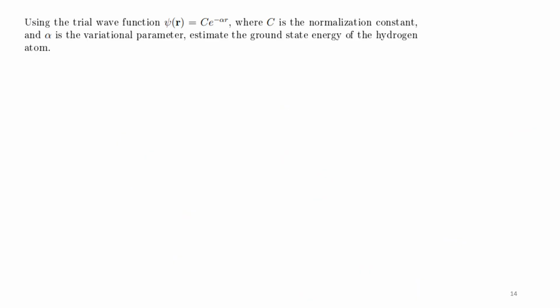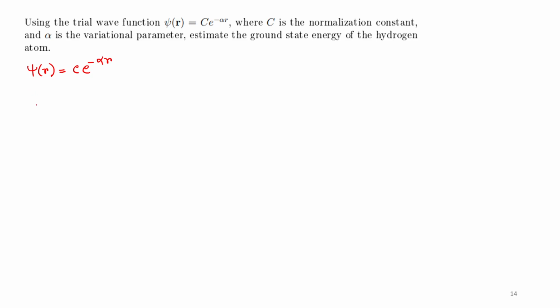Now, actually, now we have another question. Using the trial function, we have to see that your psi of r is given, and now your c is normalization constant obviously, and alpha is going to be the variational parameter. We need to estimate the ground state energy of the hydrogen atom. First of all, you have your trial function c to the power alpha.